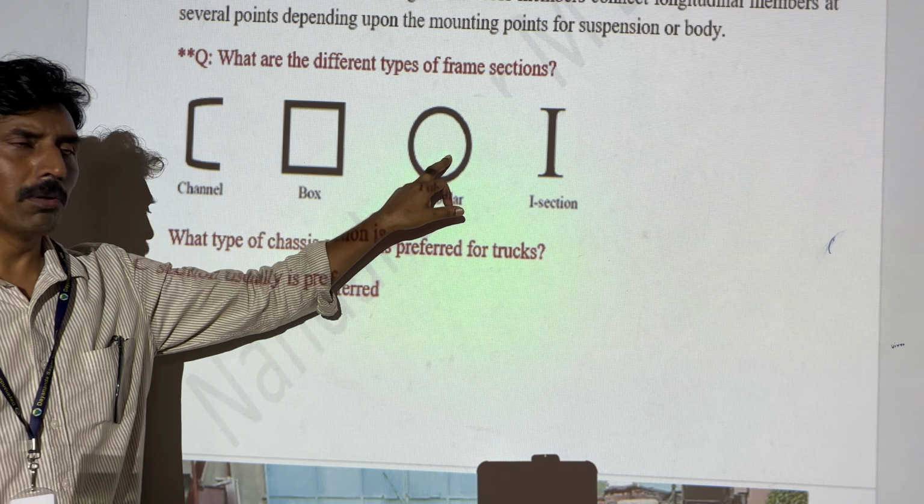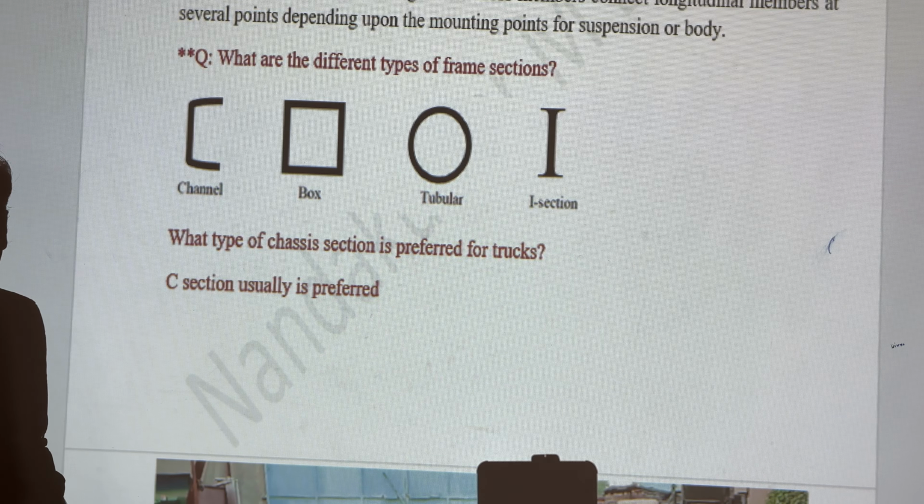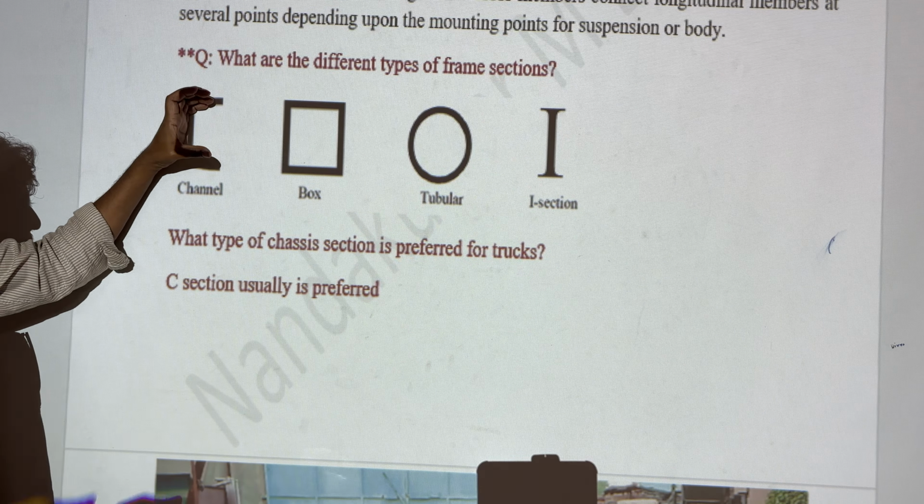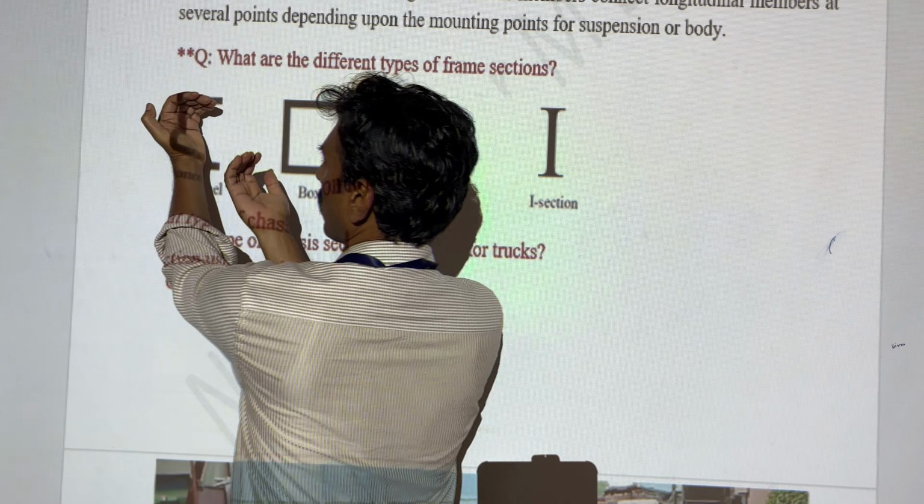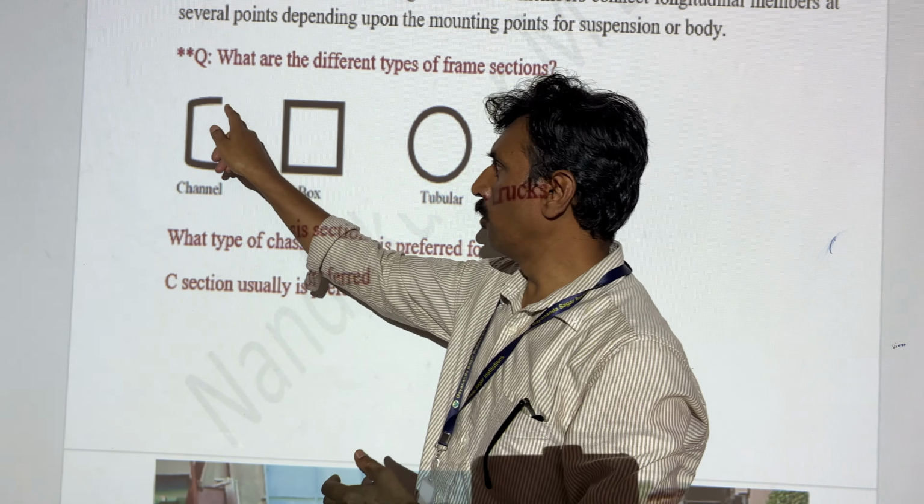The same way the tubular sections. I sections are good, but the only problem with this I section is that you can't place an I section inside an I section. But you can place a C section inside a C section. Like this one C and one smaller C like this. If you want to make this chassis strong, you can have one more C here.